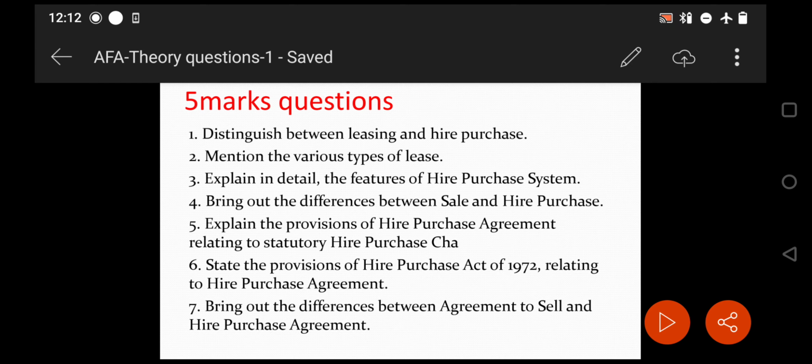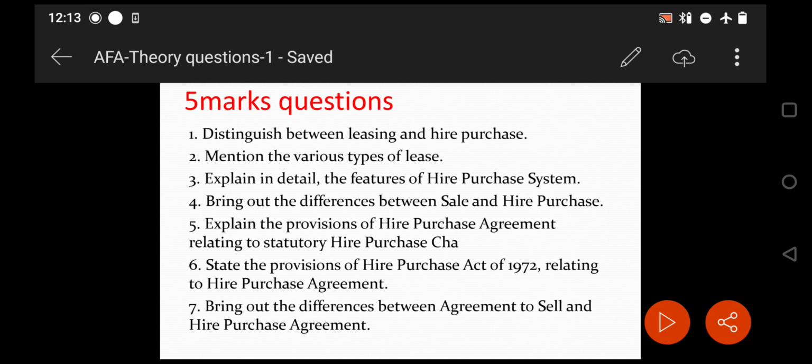Then next is, explain the provisions of hire purchase agreement relating to hire purchase charge. So here again there are so many benefits, or provisions, which are available in terms of calculating, preparing, or entering into a hire purchase agreement. Those provisions are to be identified. We can say it should have the provision of legal consideration, it should have a time constraint, there should be some deposit, or we can say an initial investment, and so on.